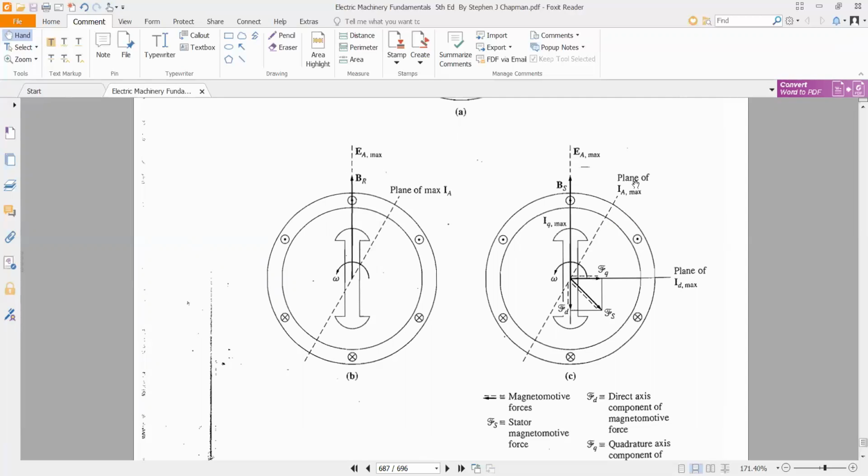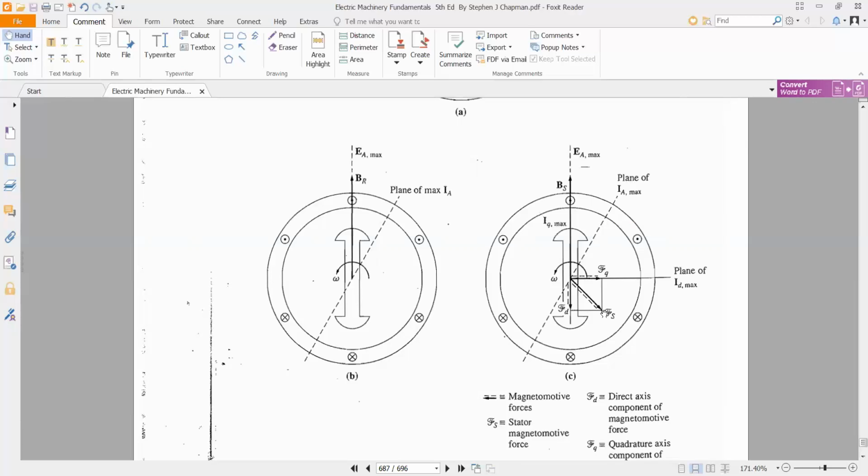This lagging current IA, or this armature current IA, will produce a stator magnetomotive force or stator MMF. Since the stator consists of armature winding, or in other words a number of turns, and since current is flowing in these turns, we have the product of ampere and turns. That is why it is the stator magnetomotive force, because the current is flowing in the stator windings. So we can say that the stator magnetomotive force is produced because of this current IA.